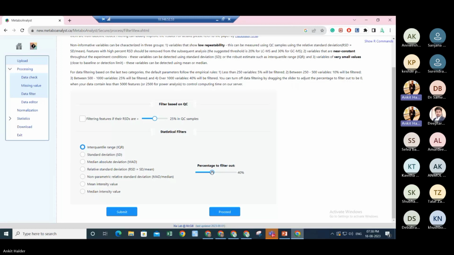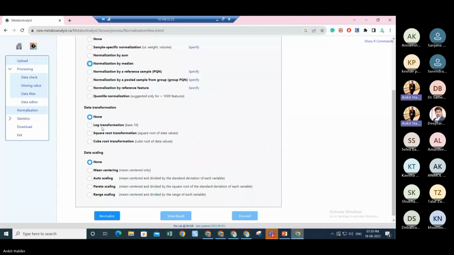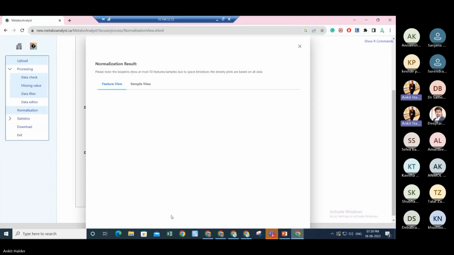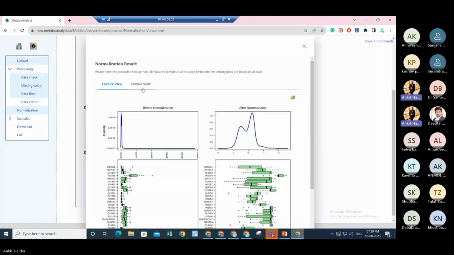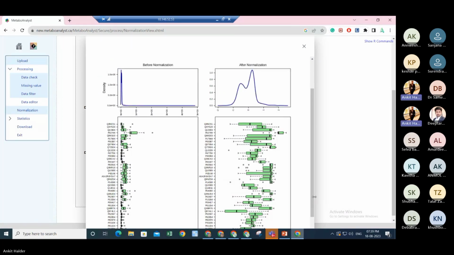But here today we will show, so you can try out different normalization. But here we will just show up to the normalization, and other things we will try out next week as we progress. So here this is the feature wise view of your data before normalization and after normalization. So you can understand how it gets distributed.